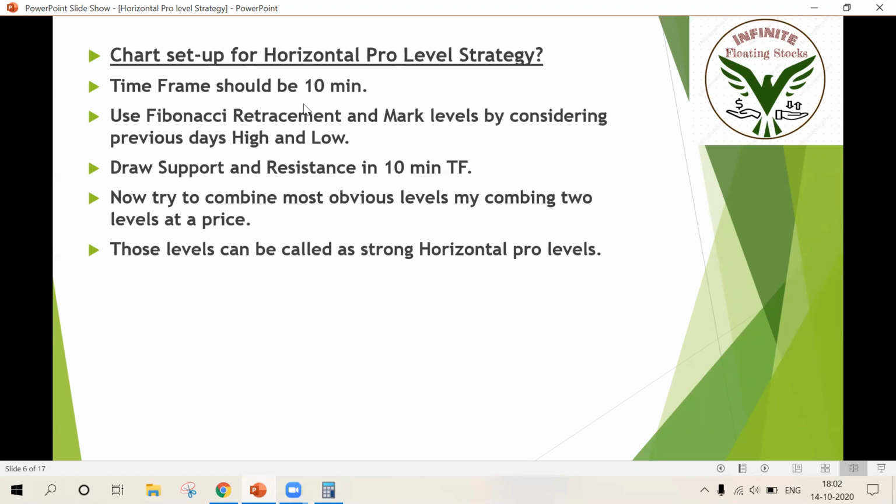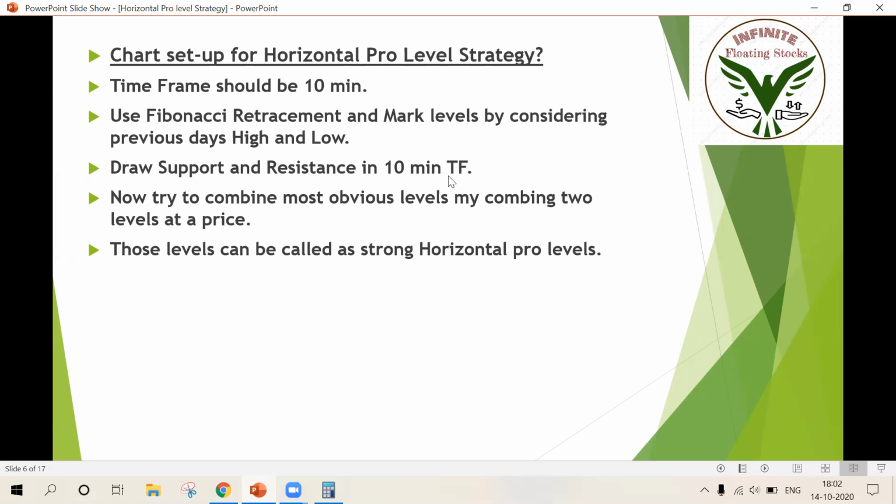I repeat, time frame should be strictly 10 minutes. You need to use Fibonacci levels and mark the levels by considering previous day's high and low. For tomorrow's market, you should be drawing levels by considering today's low and today's high.